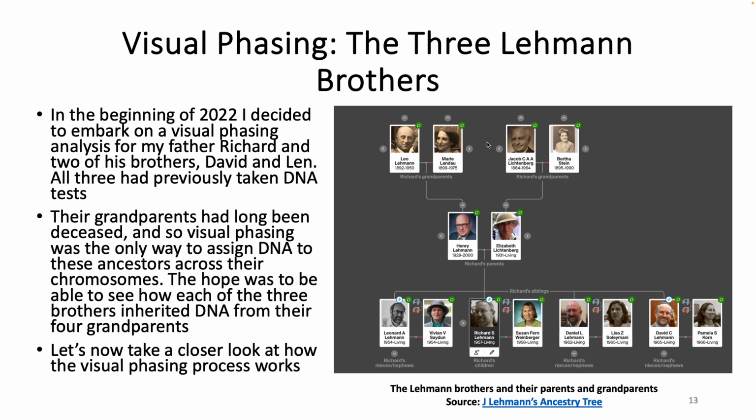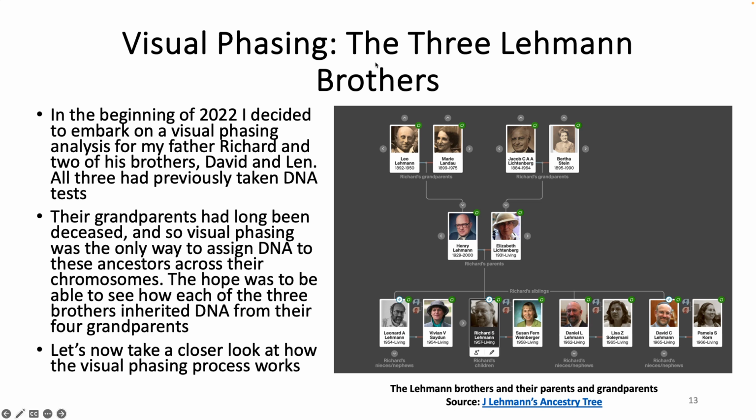So now let's talk about it more specifically. We're going to see an example of how visual phasing worked. Back in 2022, I decided to embark on my first visual phasing analysis. This was for my father, Richard, and for 2 of his brothers, Leonard or Len and David. So I have 3 full siblings. They all took DNA tests: Richard, Len, and David. And again, they had taken DNA tests, so it made it easier. I didn't have to wait at all to be able to start this analysis.